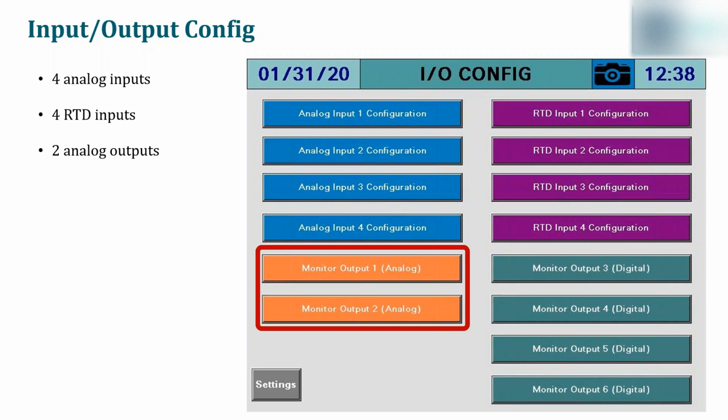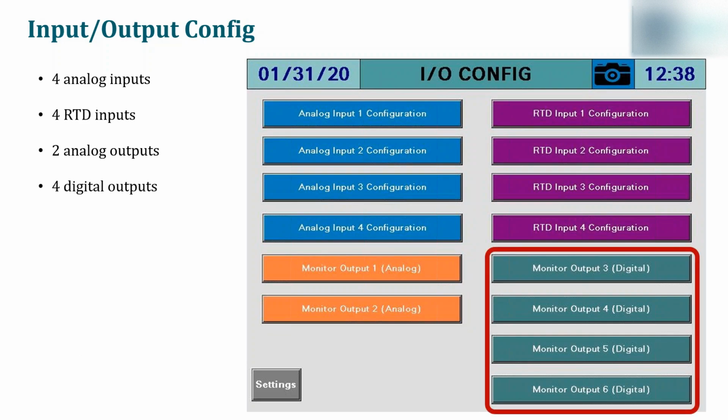We also have 2 analog outputs that you can set up. These could be a 4 to 20 or a 0 to 10 output, and they can relay Modbus information from the master panel or other boilers. So you could send out the firing rate of boiler number 1 on analog output channel 1. We also have 4 digital outputs. These are just digital outputs, contact closures, basically. We have 4 available inside of the master panel.